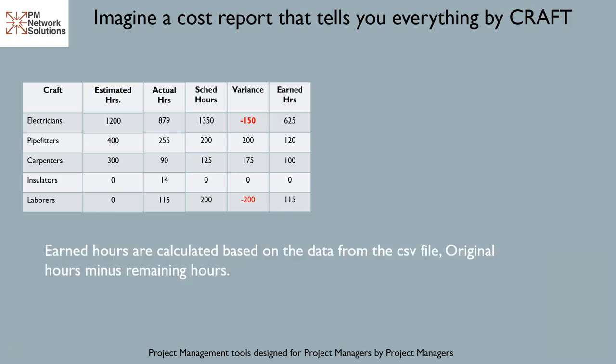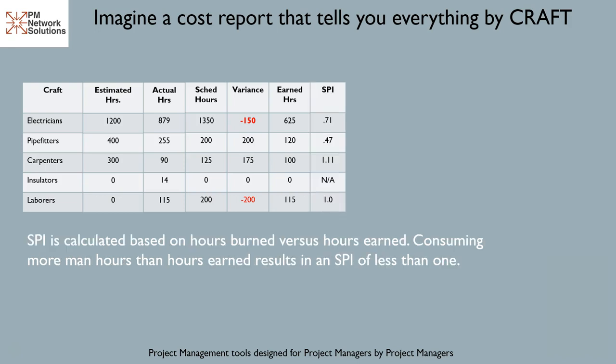Earned hours are calculated based on the data from the CSV file, original hours minus remaining hours. SPI is calculated based on hours burned versus hours earned. Consuming more man-hours than hours earned results in an SPI of less than 1.